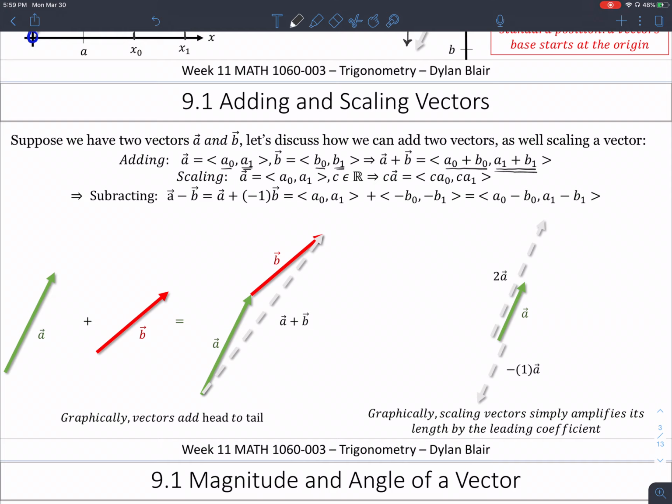Okay. Now let's think about what this means when we are doing it graphically.